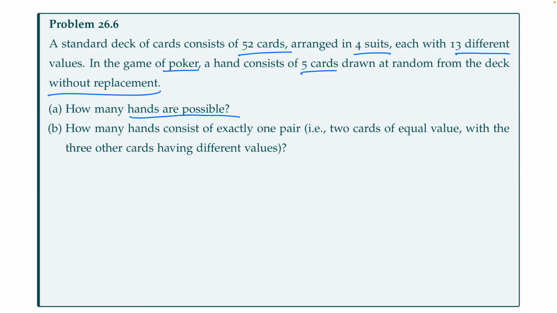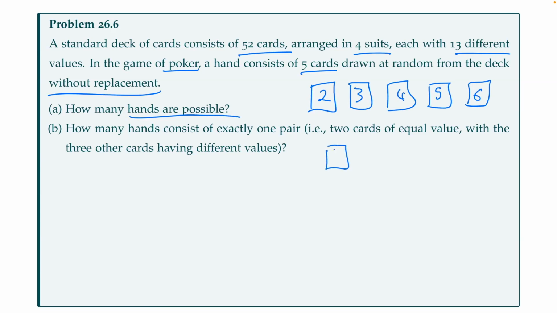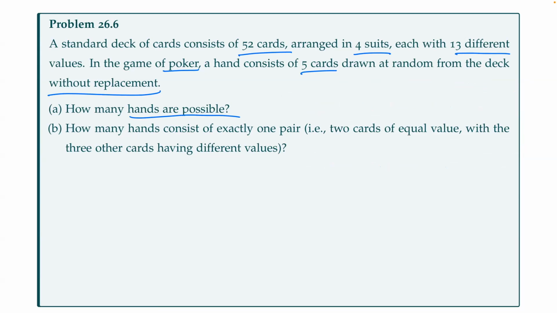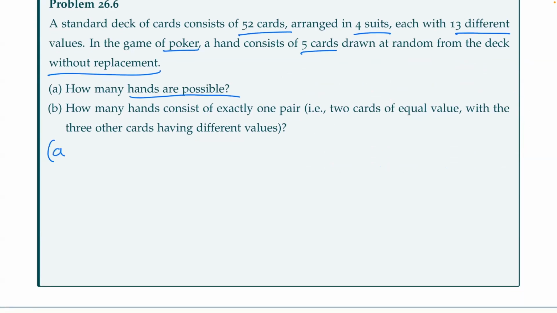Now, a key thing in poker is that the order of the cards, although it affects the betting, doesn't affect the final outcome in terms of what you have. So if you have, for example, 5 cards, 2, 3, 4, 5, 6, this is the same hand as having 3, 4, 6, 2, 5, right? These are counted as the same hand. The order of these things doesn't matter for the final hand. Therefore, here we care about combinations. We don't care about permutations.